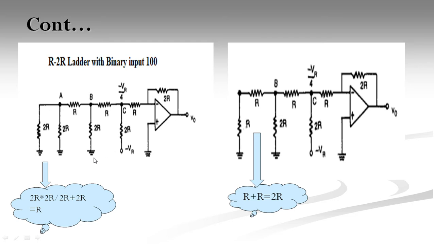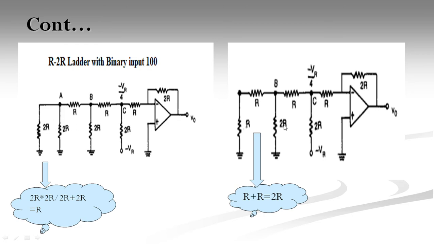Here the figure on the left side shows the equivalent circuit of the previous figure, where nodes A, B and C have been connected, and the binary 1 has been connected to minus VR. Now let us use a network analysis procedure to find the voltage present at node C. We are going to start from the left side. See the resistor at node A and the terminating resistor 2R. These two 2R resistors are in parallel. So 2R into 2R divided by 2R plus 2R becomes R. So I can reduce my network to a resistor R.